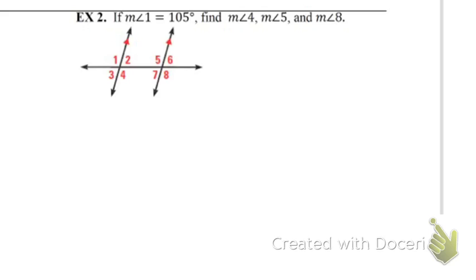Very smart. All right, so we have if measure of angle 1 equals 105. So I'm going to write 105 here.